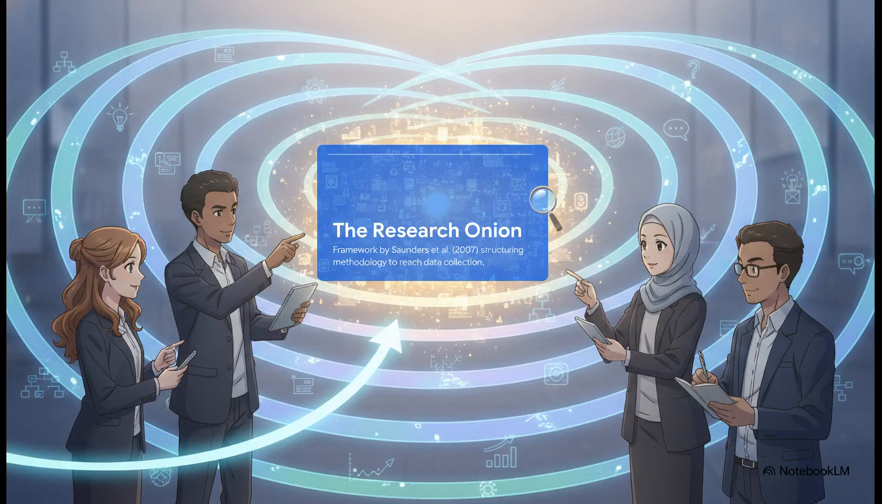The research onion is a really renowned framework developed by Saunders, Lewis, and Thornhill back in 2007. It's, without a doubt, the ultimate organizational savior you need before you even think about touching a single piece of data. It visually maps out the layers of a research project that you have to navigate and peel back to finally reach the core, which is your actual data collection and analysis. Without this structure, honestly, research is just chaos. But with it, you've got a perfect step-by-step roadmap.